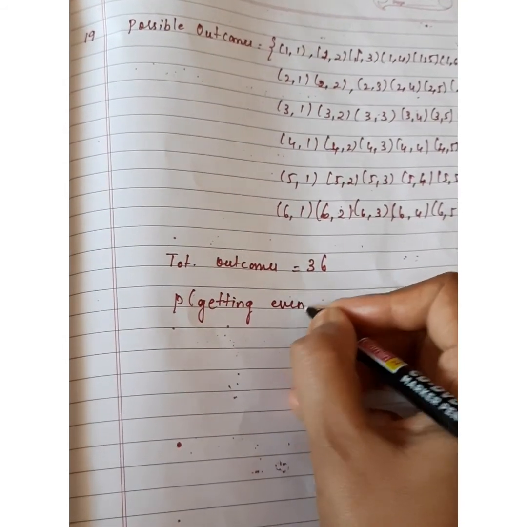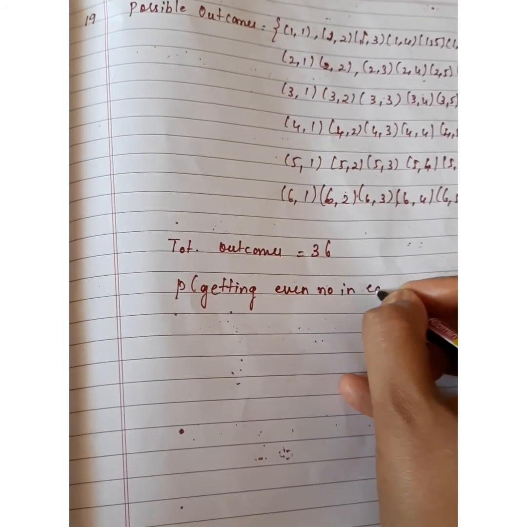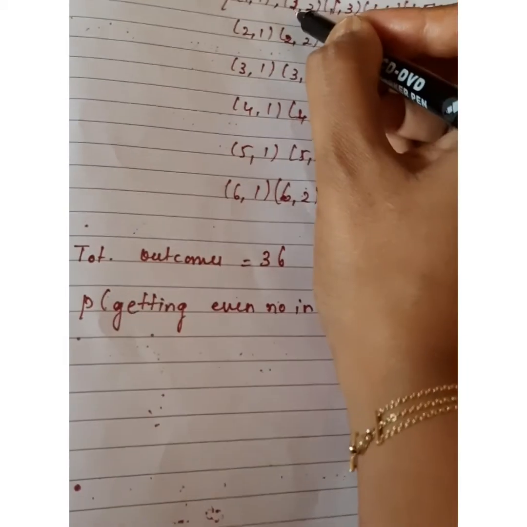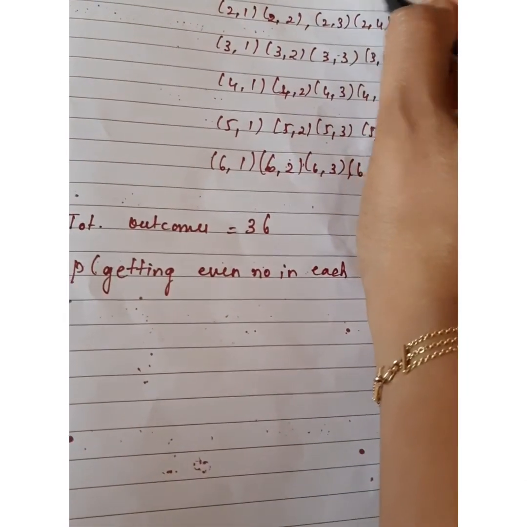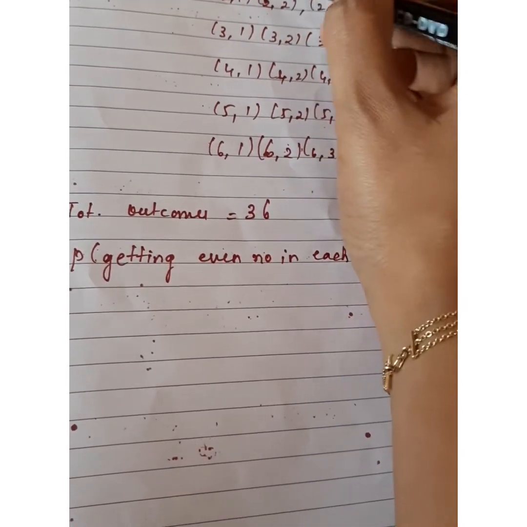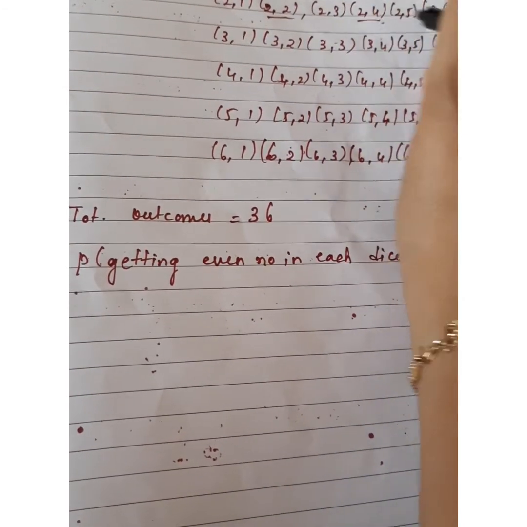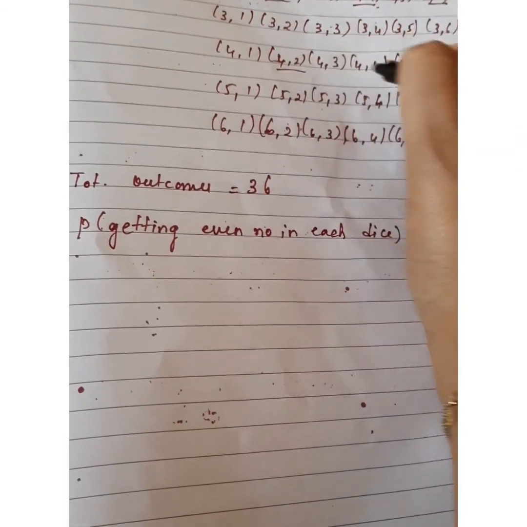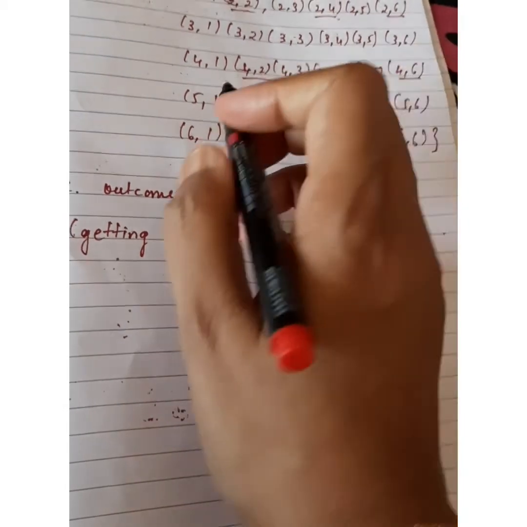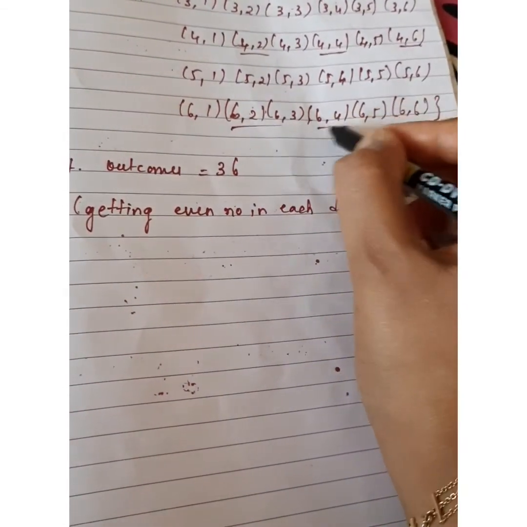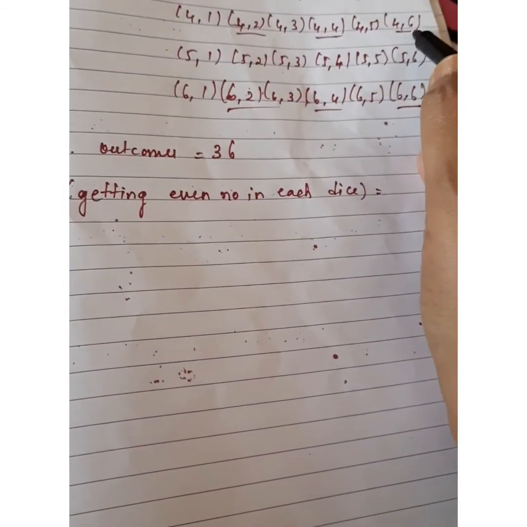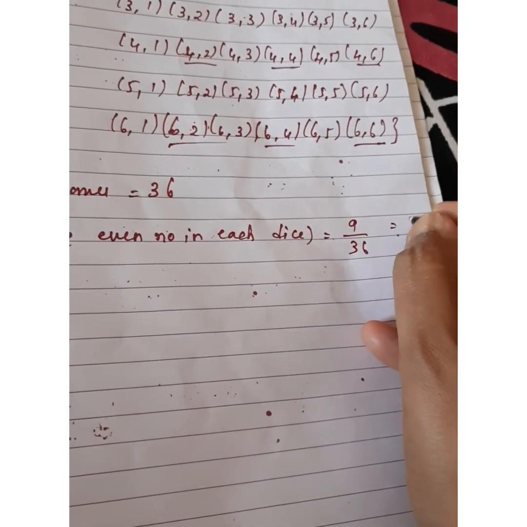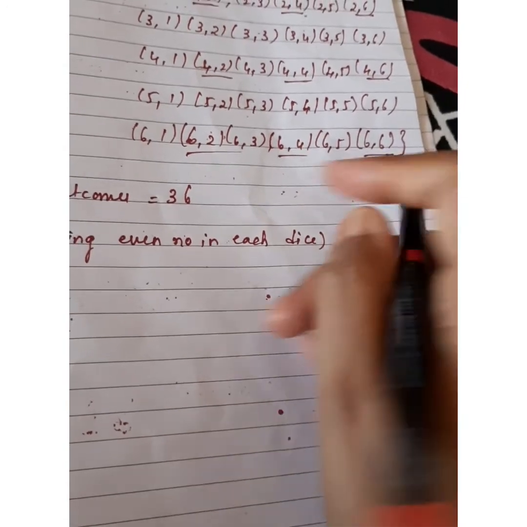Probability of getting even numbers on each die. So each die should have an even number. So that is 2, 2, 2, 4, 2, 6. Both are even numbers. Then 4, 2, 4, 4, 4, 6, and 6, 2, 6, 4, 6, 6. So we get up to 9. Total count is 9, 9 by 36. That's going to be 1 by 4.